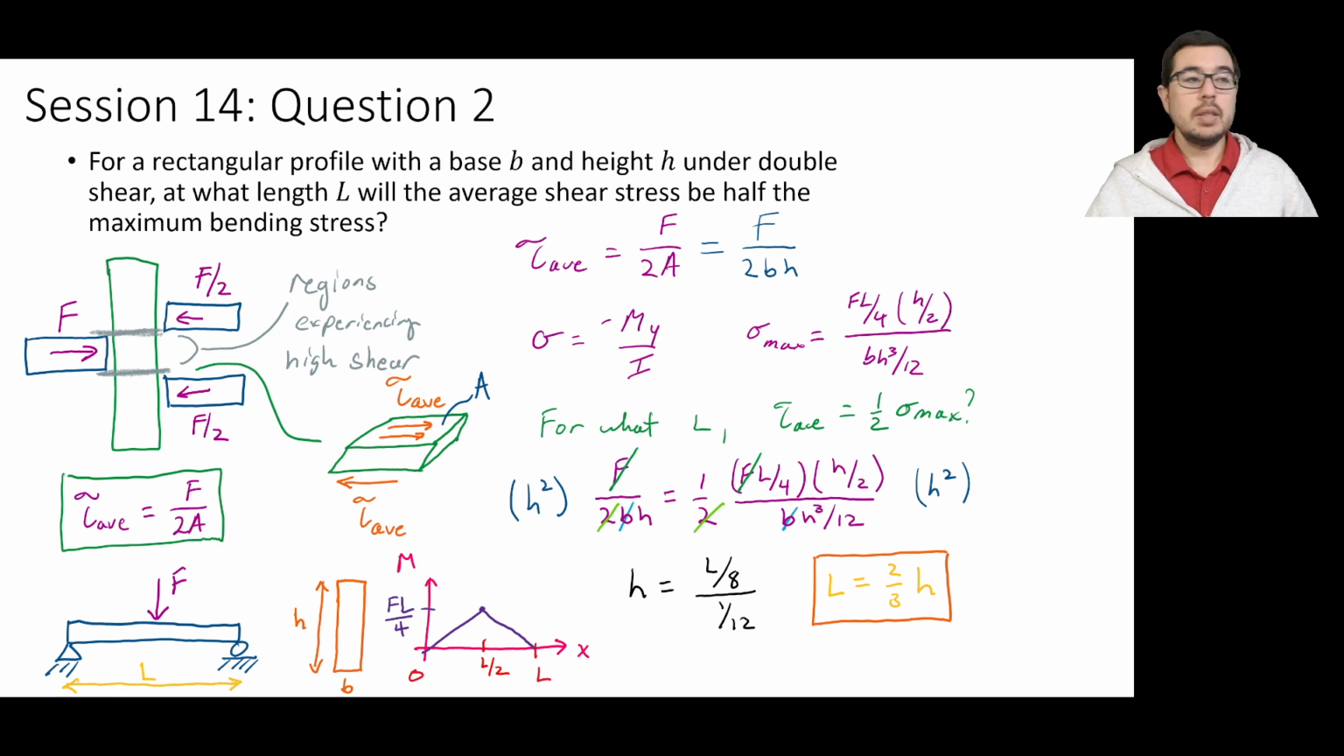Well, I hope you found this example interesting and helpful in terms of thinking about how the shear stress might dominate over bending stress when you have very small gaps between the applied loads in the case of double shear. That happens when the length is less than 2/3 times the thickness of the beam, or you could think of it as the thickness of this pin-like structure in the middle. Thank you.